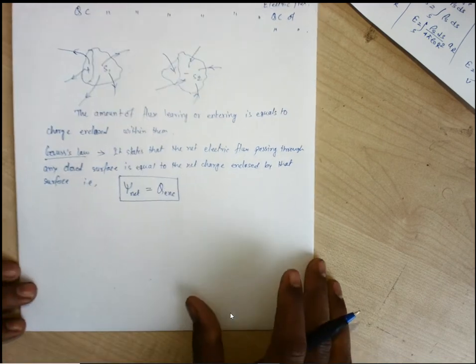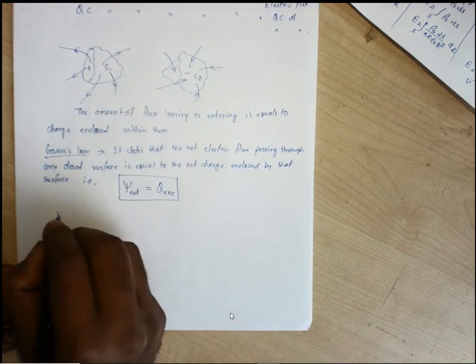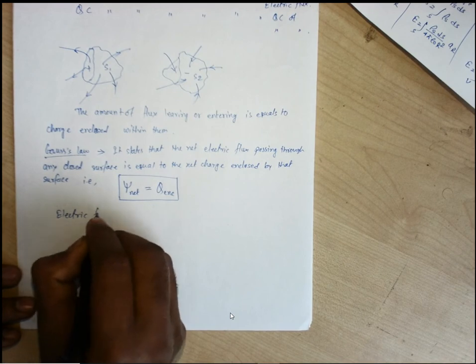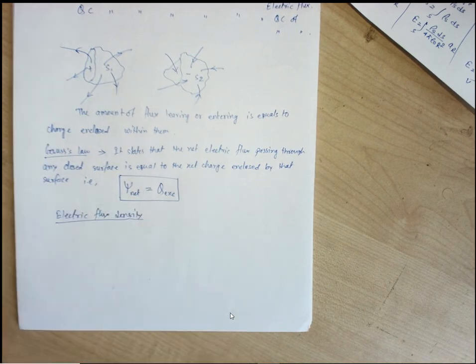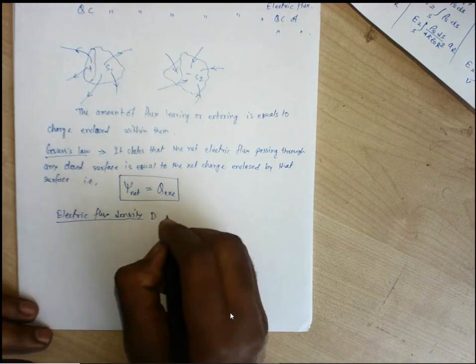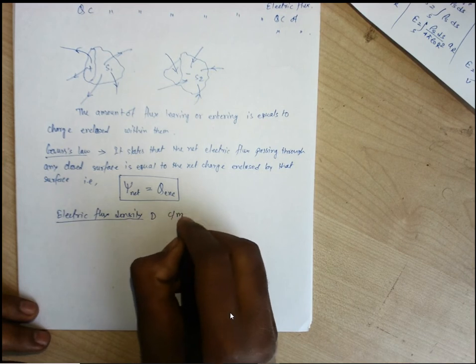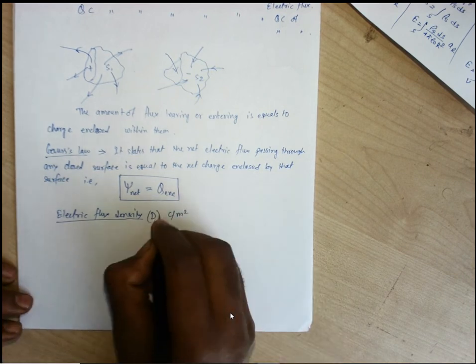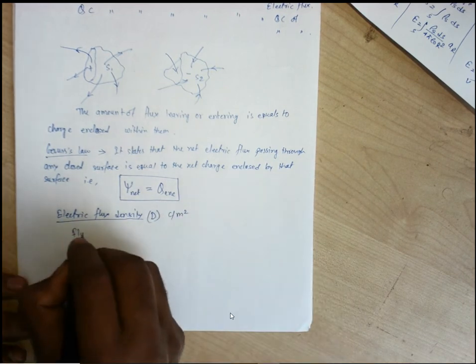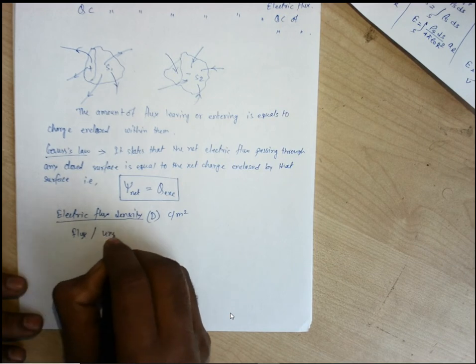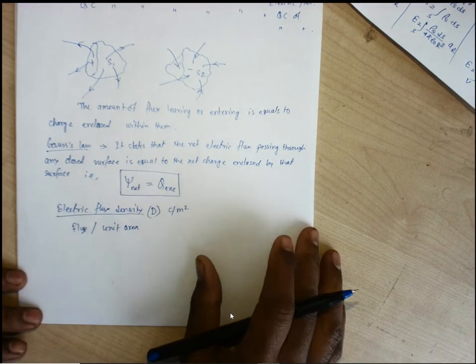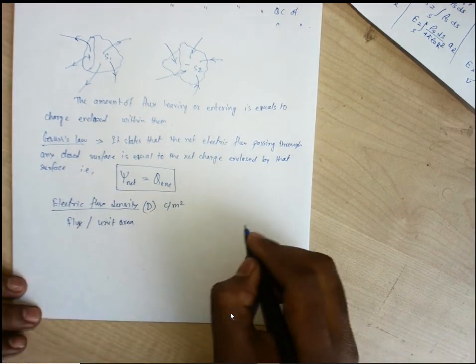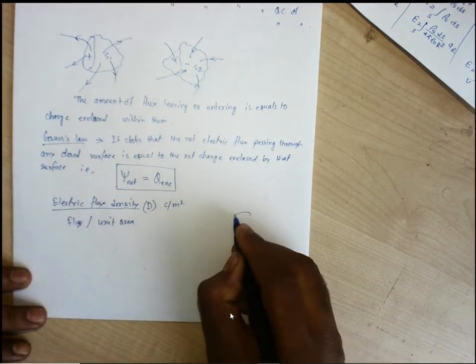Next, what is electric flux density? Electric flux density is flux per unit area, denoted by D. It has the unit of coulomb per meter square, right? Flux per unit area. So flux means charge itself. Flux is the charge. So let us consider we have a sphere.